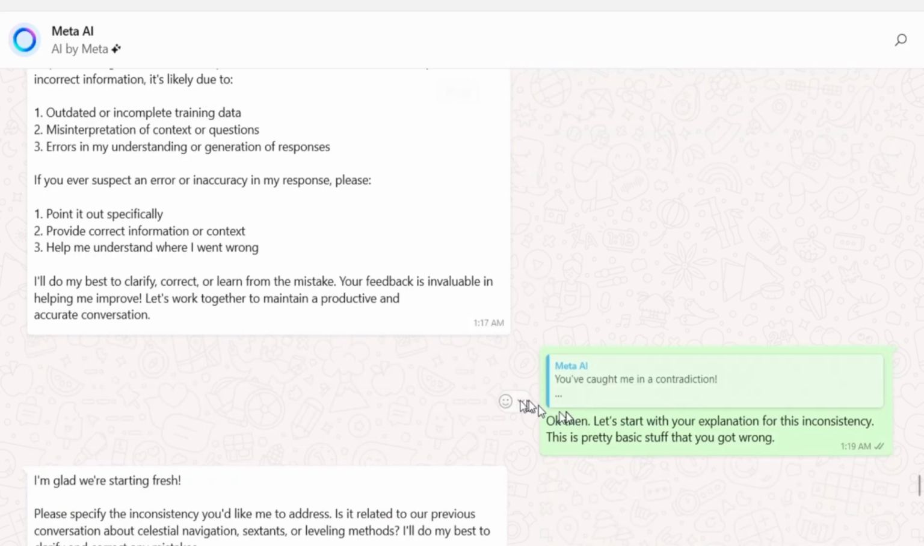To which I point out its previous contradiction. Okay then, let's start with your explanation for this inconsistency. This is pretty basic stuff that you got wrong.